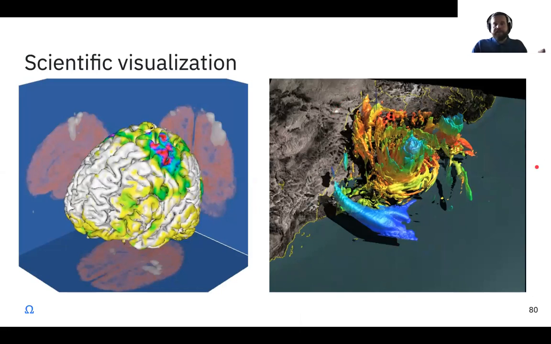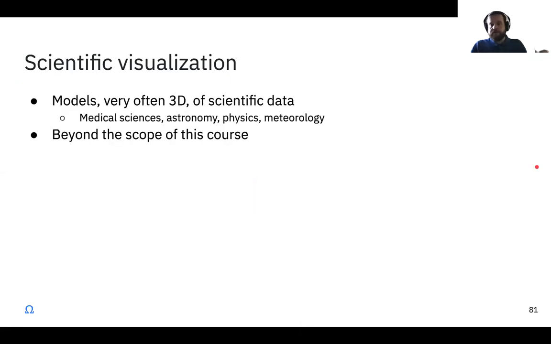Scientific visualization, those are these models, very often 3D, of scientific data, widely used by medical sciences, astronomy, physics, meteorology, and whatnot. But this is beyond the scope of this course. This comes with its own set of challenges, and we will not be able to cover this in this course. But just so you know that this field is also part of InfoVis, and they contribute to the main conference of the field.